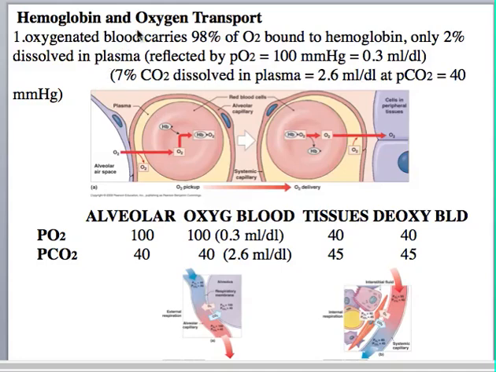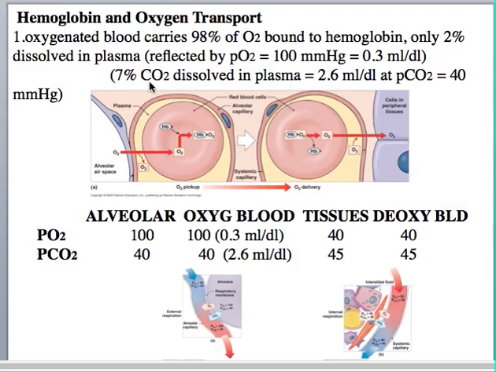Let's talk about how oxygen is carried in the blood, how hemoglobin is involved in the transport of oxygen, and also some other ways that oxygen is carried in the blood. Well, the first thing we need to say is that oxygenated blood has 98% of its oxygen bound to the protein in your blood called hemoglobin, and only 2% of it is dissolved in the plasma itself as just dissolved oxygen.